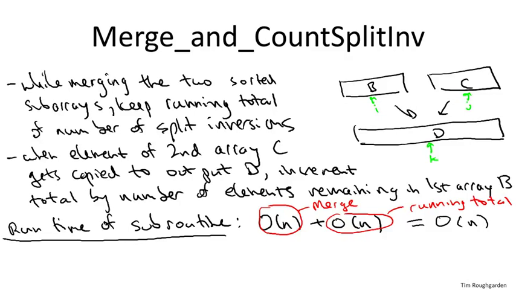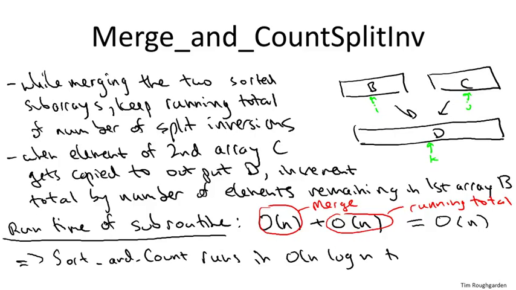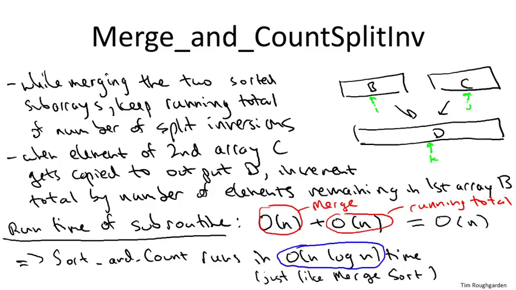Okay, so linear work for merge, linear work for the running count, so that's linear work in the subroutine overall. And now by exactly the same argument we used in merge sort, because we have two recursive calls on half the size, and we do linear work outside of the recursive calls, the overall running time is O of n log n. So we've really just piggybacked on merge sort, up to a constant factor, to do the counting along the way, but the running time remains big O of n log n.